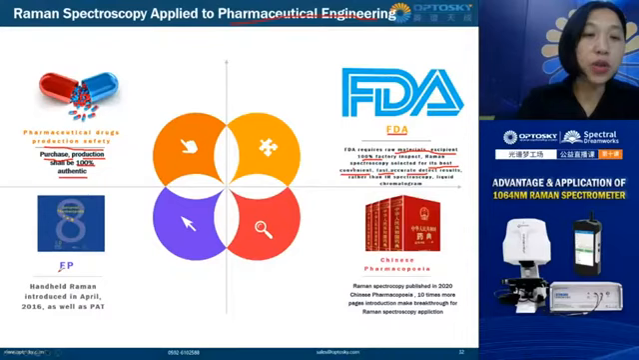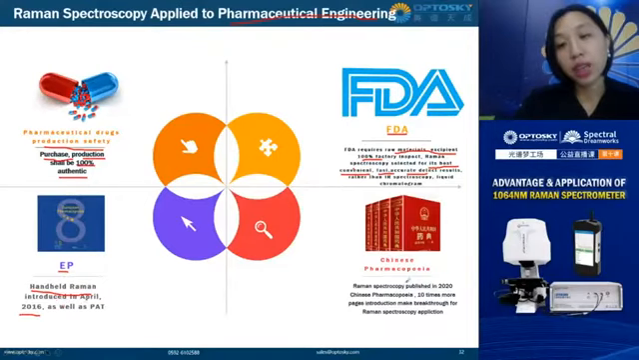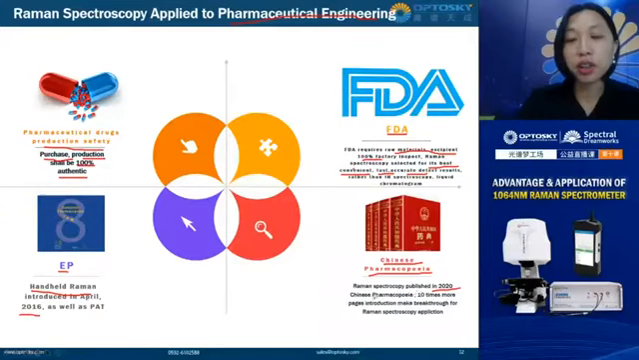Also, the European pharmacopoeia introduced in 2016 that handheld Raman should be used to detect raw material and excipients. And the China pharmacopoeia has introduced this year the use of Raman spectroscopy to identify raw material and excipients. So it has more pages to introduce this inspection.